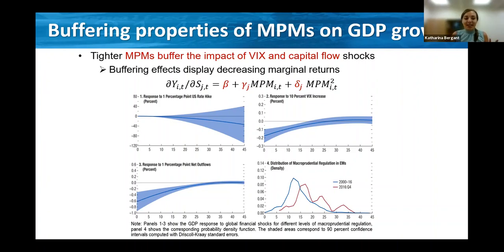So these numbers that I'm telling you, let's look at the top right graph, number 2. You see that the effect of the VIX on GDP growth becomes insignificant at around 20. You can see that 20 is a number that is actually very frequent in our data. It is on the higher edge, so countries still have room to improve and to introduce more macroprudential regulation to buffer these shocks. However, it's not a crazy number that is not even in our sample.